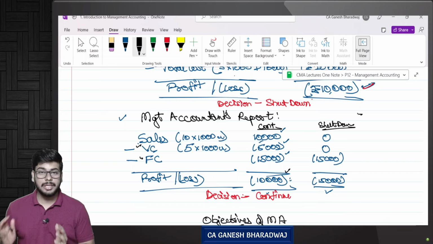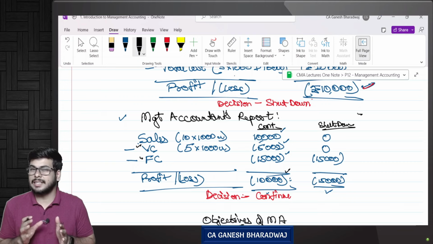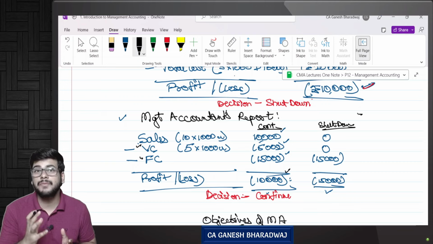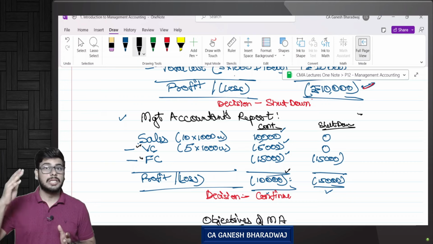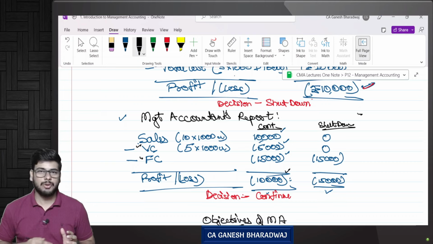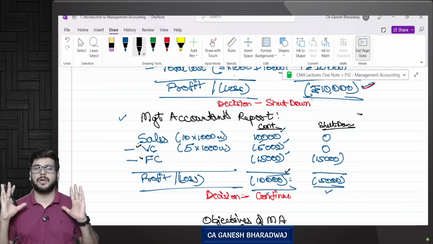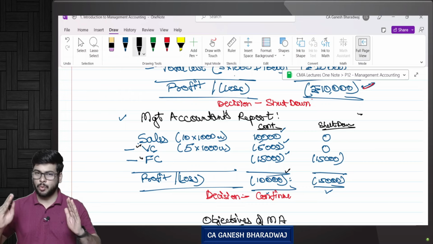Correct? So all these things, in fact, the costing and management data, CMA data and all, is technically at times some confidential data that should not be revealed. In certain cases, it should not be revealed to the outside world. Are you clear with this? Are you all clear with this? So that's about a proper introduction to this particular subject called management accounting.